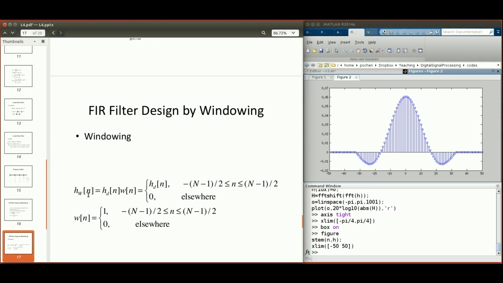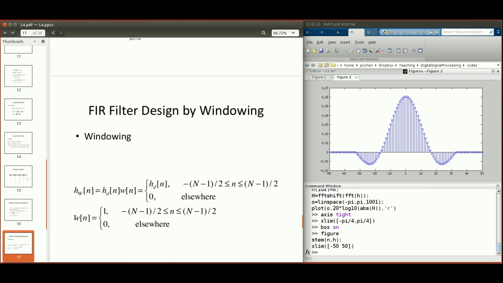This small hw[n] has this kind of property. It equals small hd within this particular range. So big N is some number that you can choose, right? And then 0 everywhere else. So it's basically just like this kind of thing, right? You are selecting a certain part of hd and then zeroing out everything else, right?